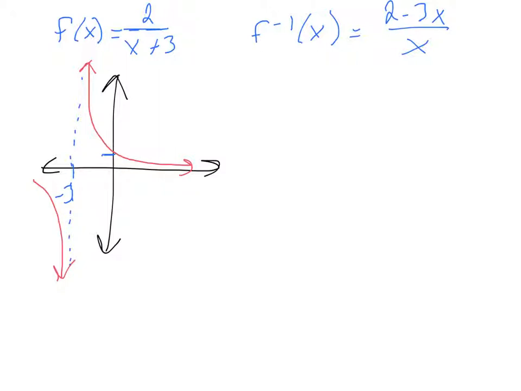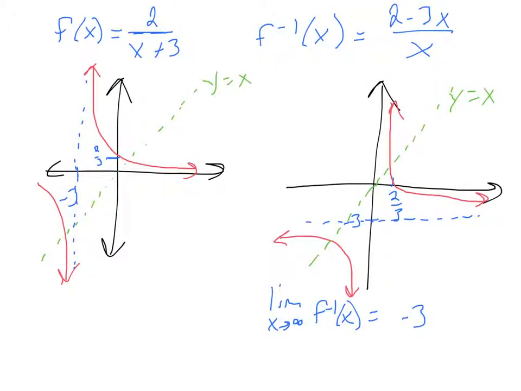Our other function here, 2 minus 3x over x, is going to have a 0 at 2/3. Right, when I plug in, sorry, it's going to cross the x-axis at 2/3, which we'll say is right here. So this was 2. Just going to recap here really quick.